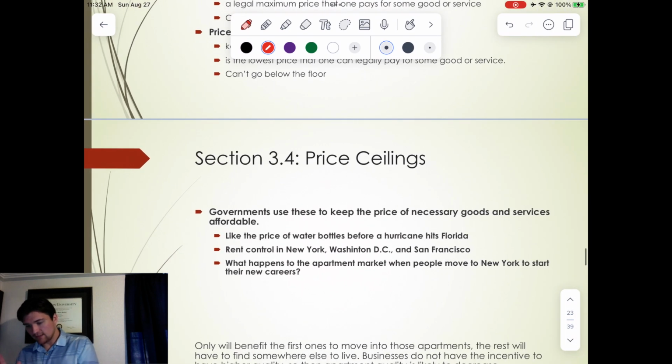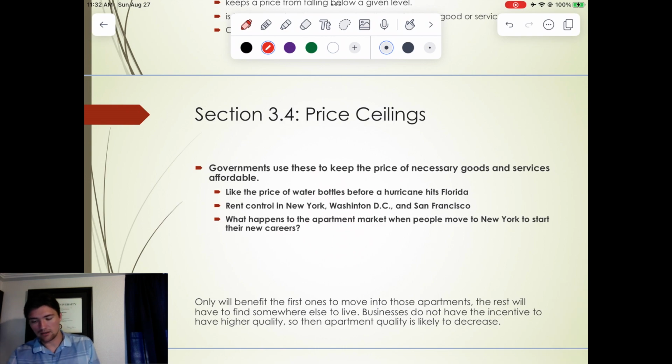So price ceilings. Governments use these to keep the price of necessary goods and services affordable. So this is where I was talking about the necessity goods, where a lot of consumers are like, hey, why are you charging so much for this? I need it cheaper because it's necessary for me. Because it's a necessity, I'm going to have more demand for it, right? I don't want to pay a higher price for necessities. And the government's like, okay, fine, let's put a maximum price on it.